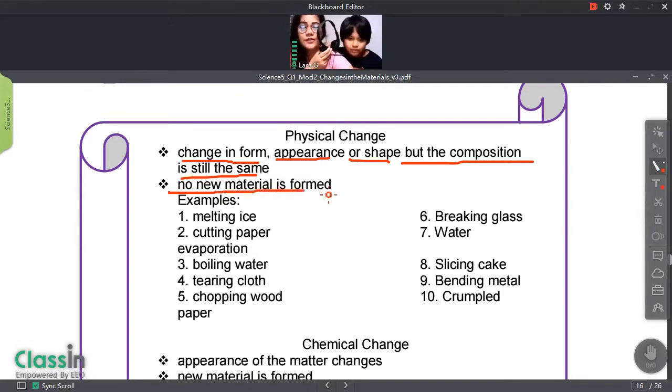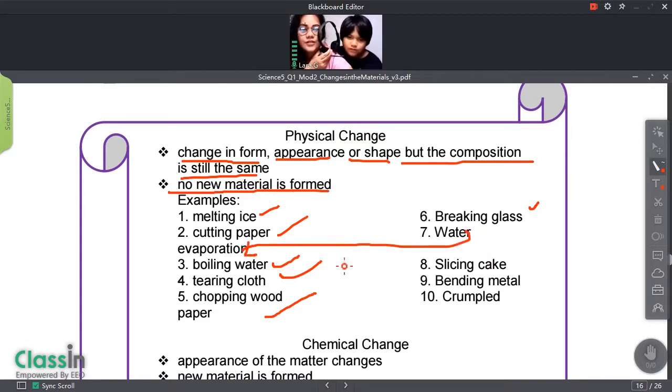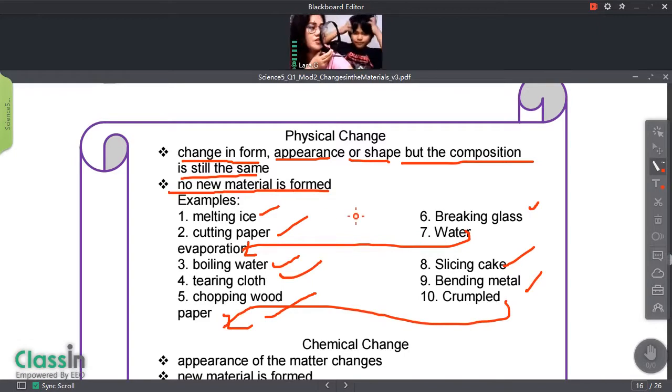No new material is formed. Like melting of ice, cutting paper, evaporation, boiling water, tearing cloth, chopping wood, paper, glass, water evaporation, slicing cake, bending metal, crumpled paper. So those are physical changes.